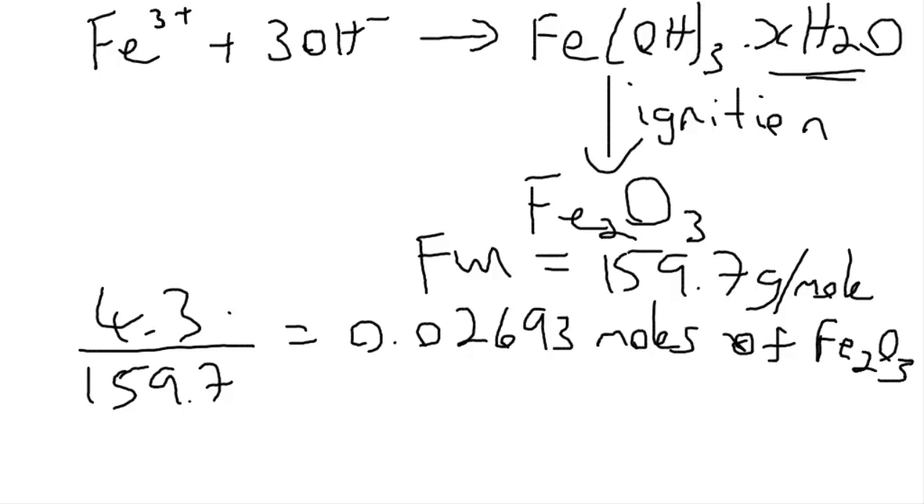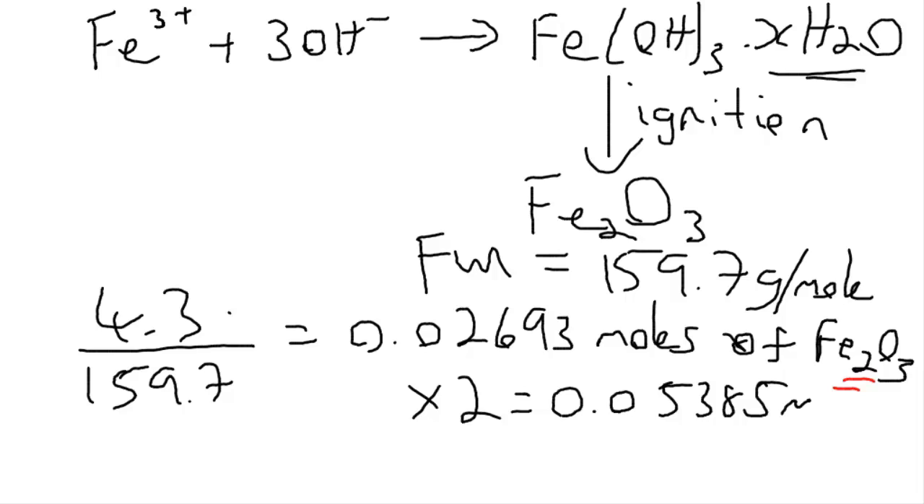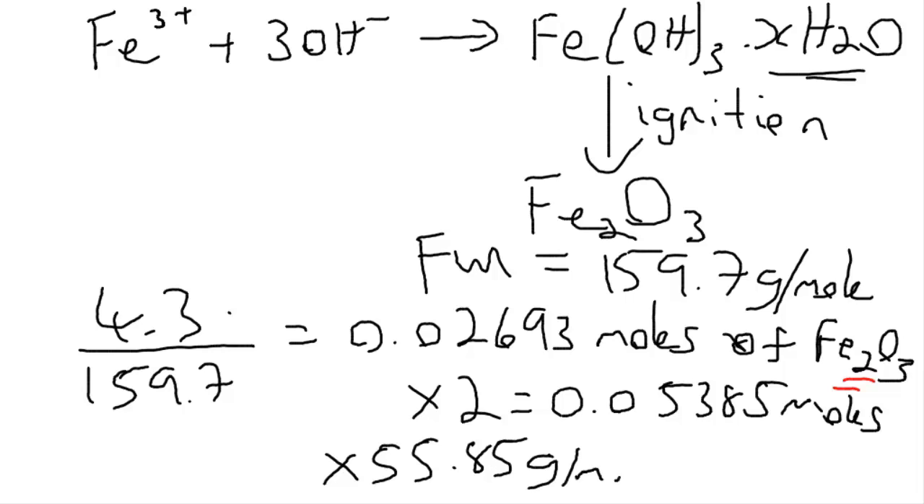There are 2 irons in every iron oxide, so we need to multiply by 2 to find the number of moles of iron. So this will be 0.05385 moles. Now we need to know the mass of the iron, so we're going to multiply by the atomic mass of iron, grams per mole. It ends up giving you 3.01 grams. Now we know the mass of the iron.